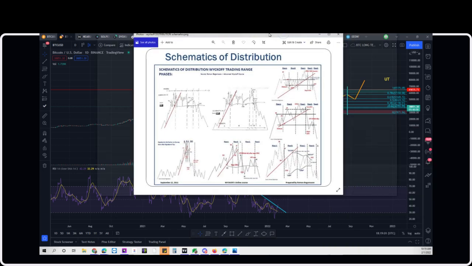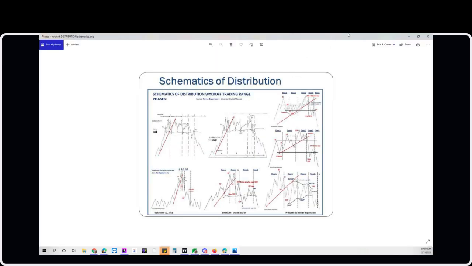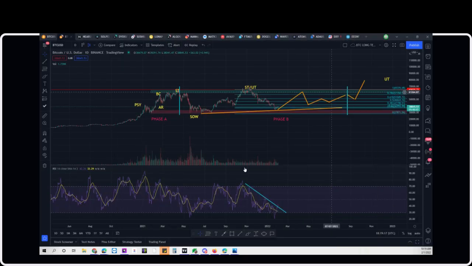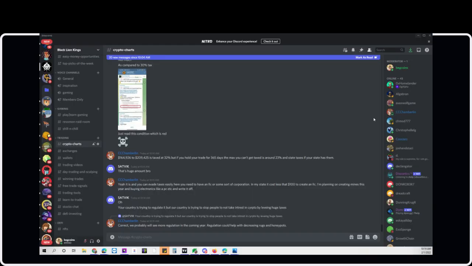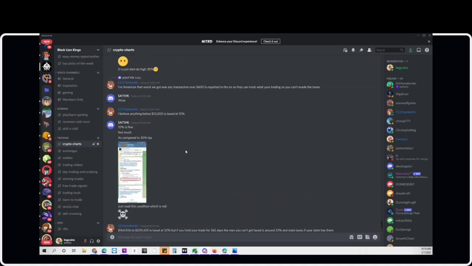These are the most common distribution schematics. It's obvious to me we're at the end of a bull run, so we're going to be in distribution, meaning we're going to have a breakdown sometime soon. So let me just show you what I showed my group on the charts.